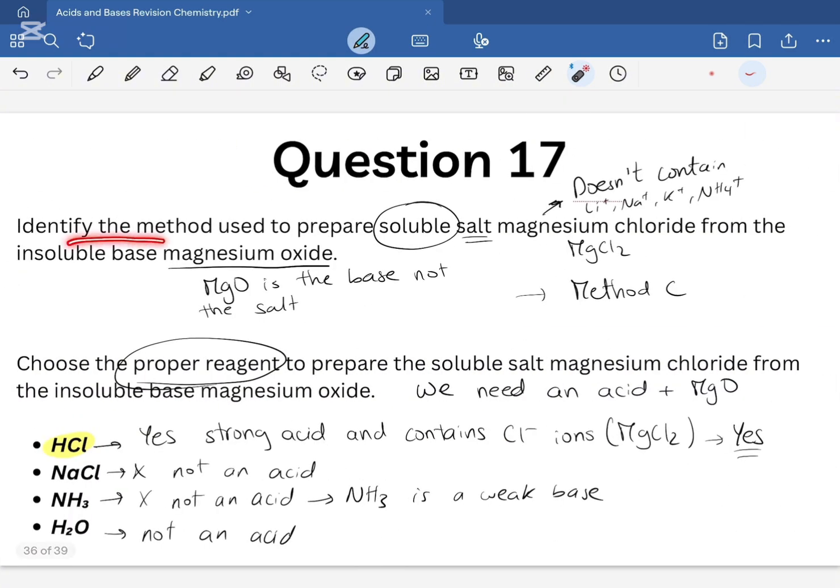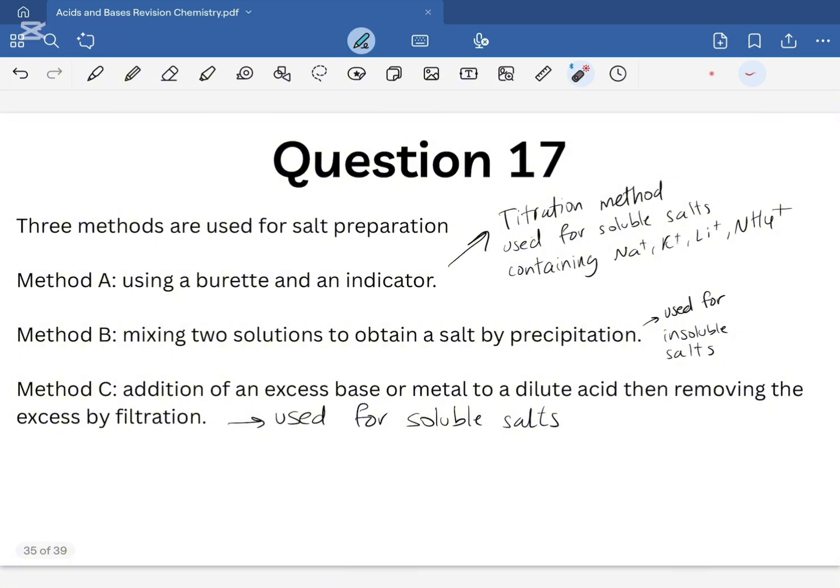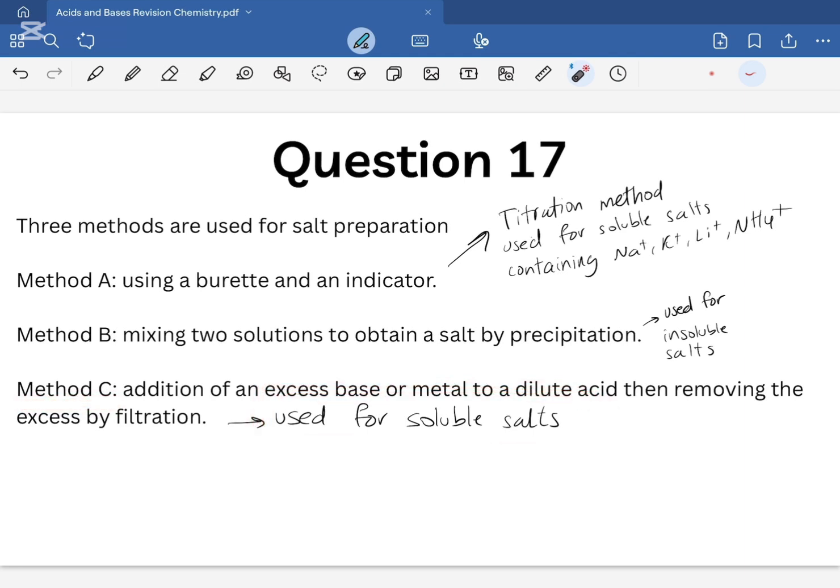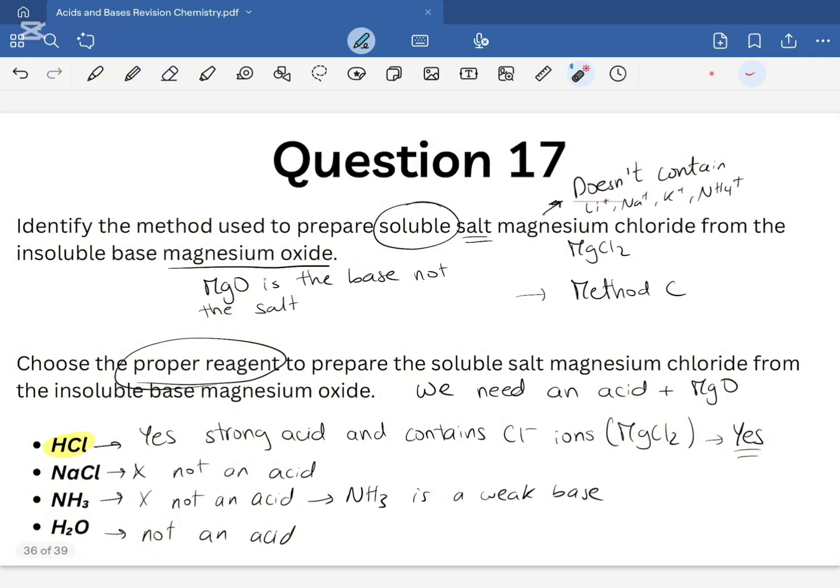So they said identify the method used to prepare soluble salt magnesium chloride from the insoluble base magnesium oxide. So the salt over here, which is magnesium chloride, MgCl2, doesn't contain Li+, Na+, K+, NH4+, and it is soluble. Therefore, I'm not going to use titration. I will be using method C, which is the excess method over here. So it's used for soluble salts, and it's not used for salts that contain Na+, K+, Li+, or NH4+. So it will be this one, C.